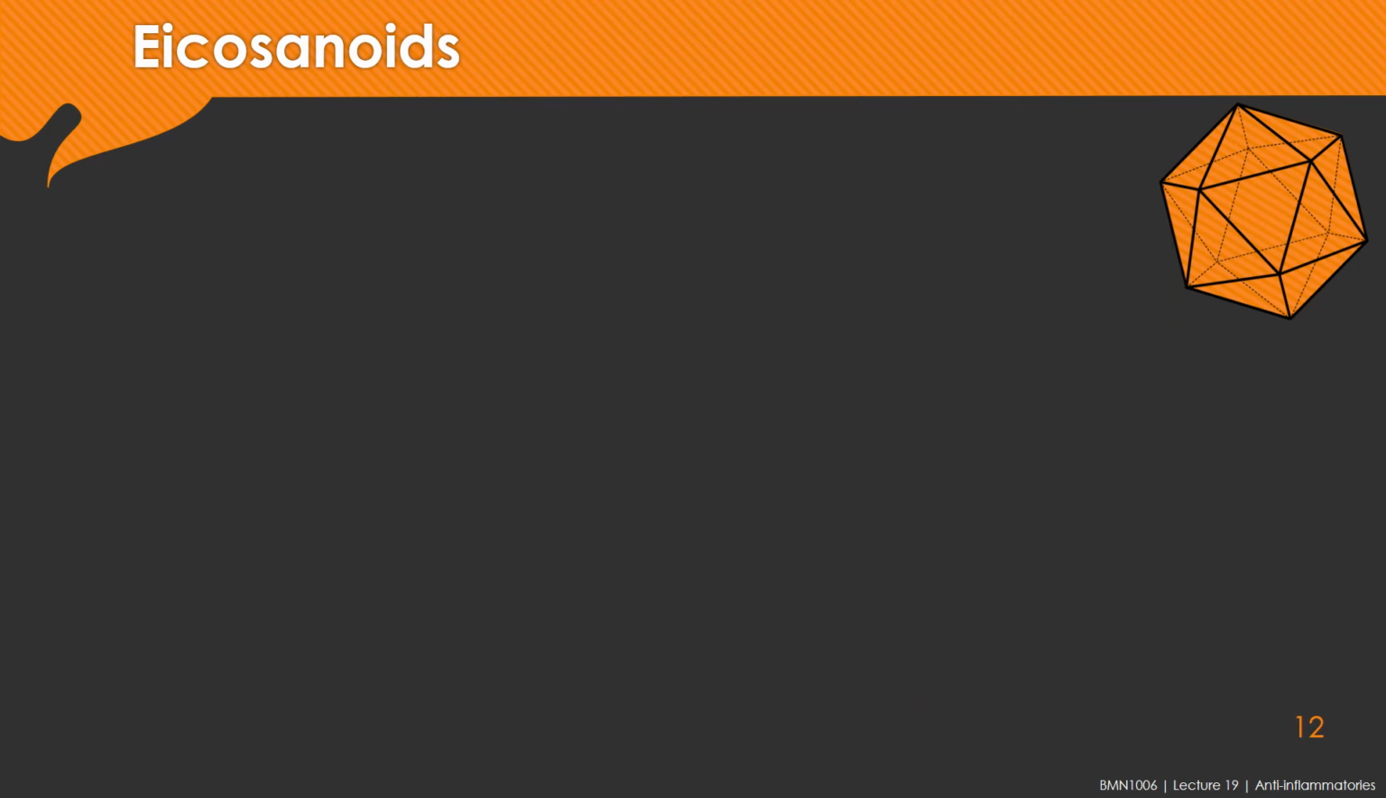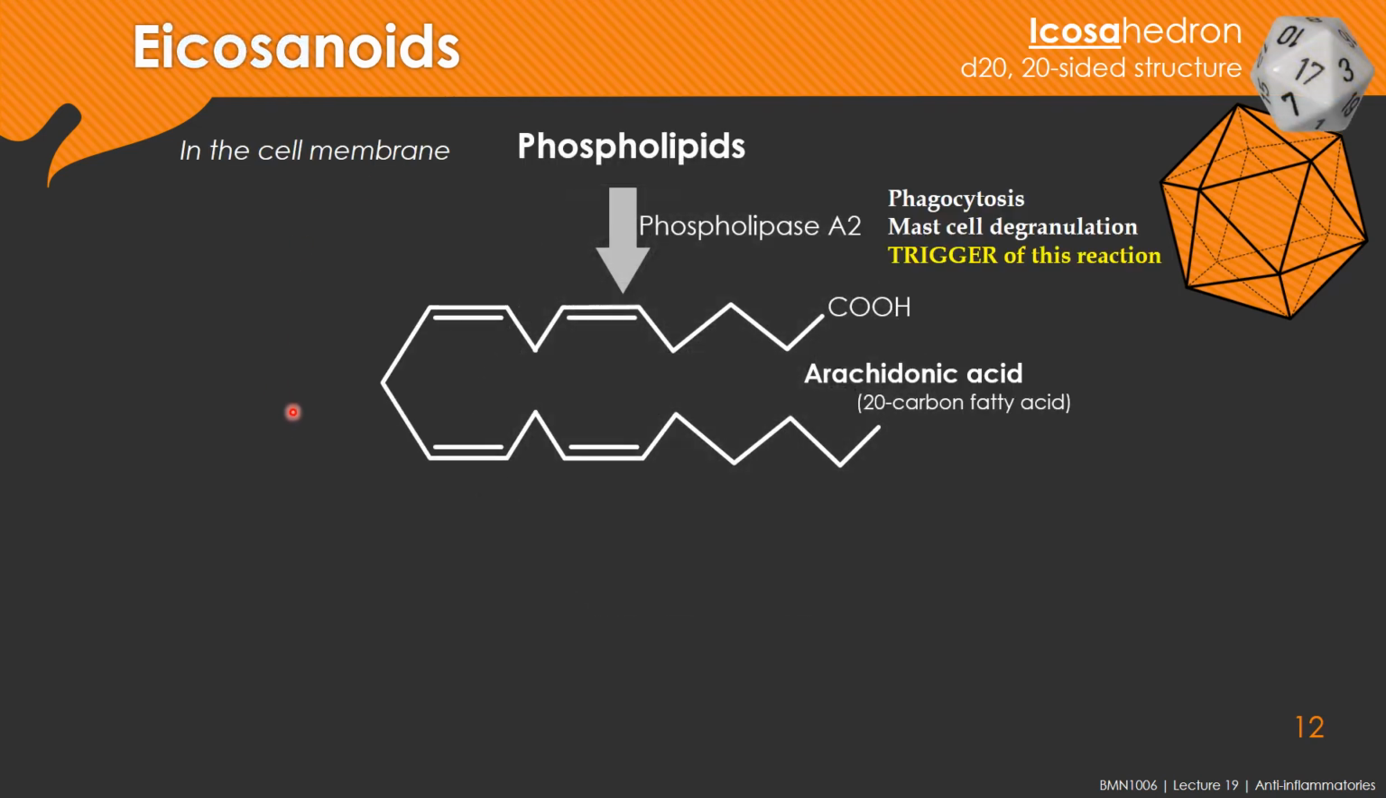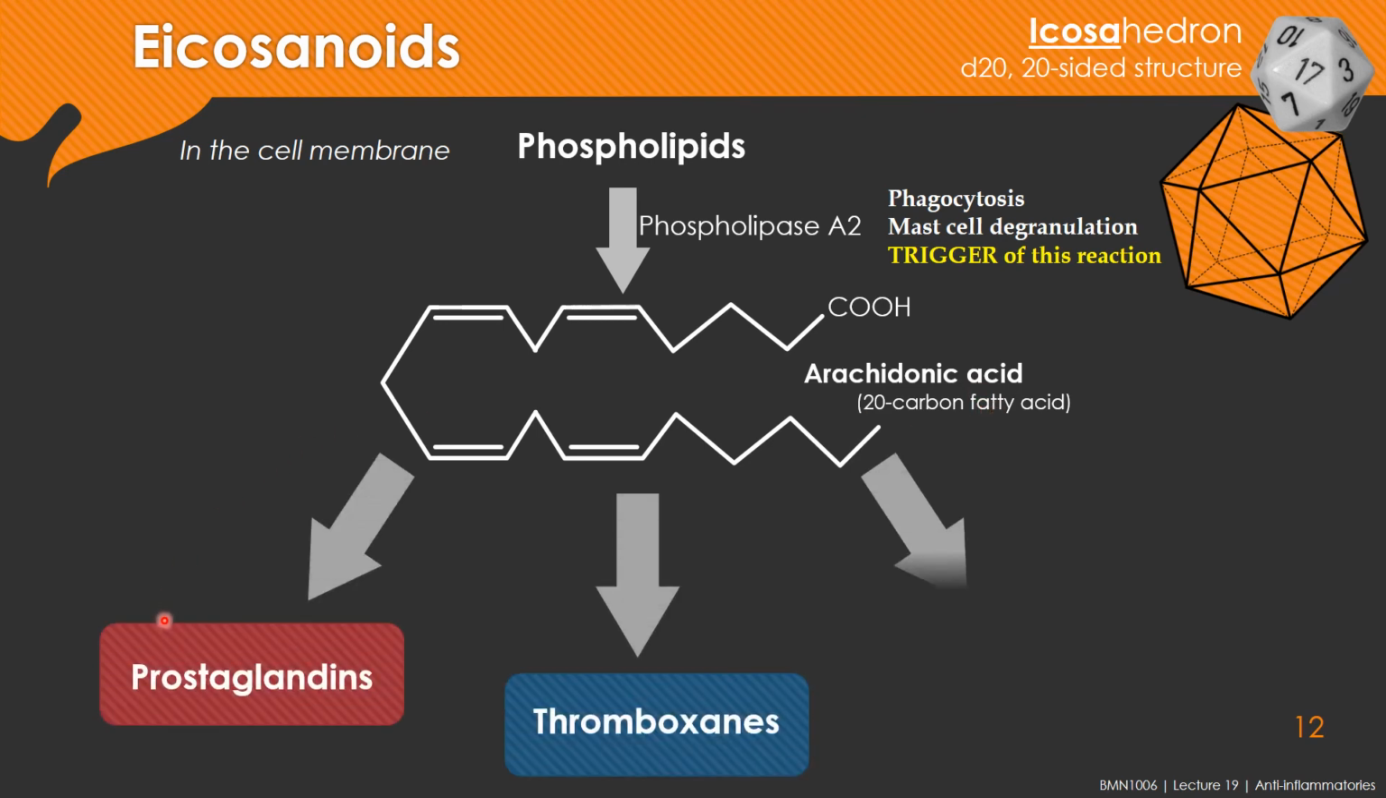You have learned that for inflammation to occur, you will need several inflammatory mediators, such as prostaglandin and leukotriene, and they all belong to this class of chemical known as the eicosanoids. So what is eicosanoids? Well, an icosahedron is a structure with 20 faces. And likewise, an eicosanoid is a molecule that comes in 20 carbons. For example, arachidonic acid has 20 carbons, and it is the precursor molecule to make all these inflammatory mediators, such as the prostaglandins, thromboxanes, and the leukotrienes.